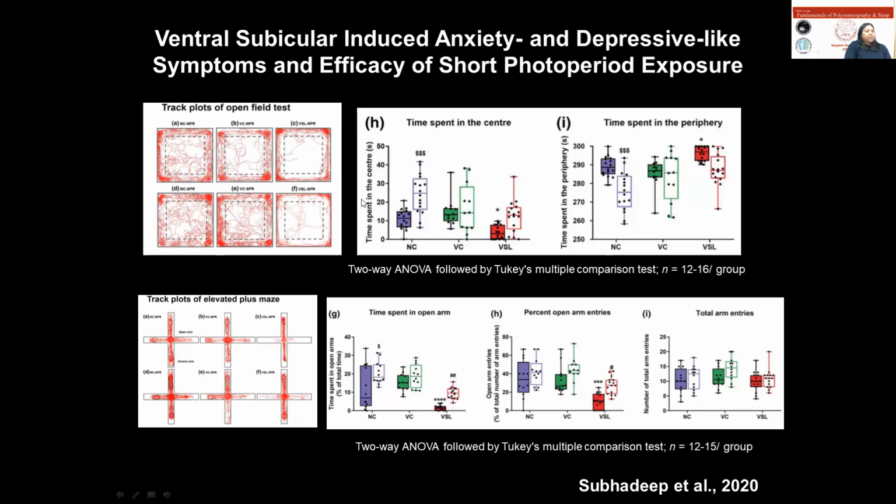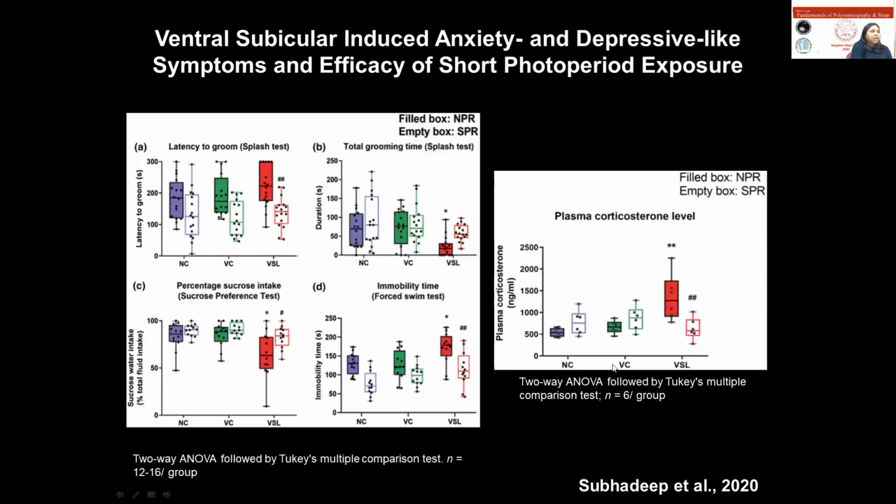With exposure to short photoperiod, this behavior was reduced. They explored more in the center and less in the periphery. Similarly, time spent in the open arm was significantly reduced in VSL rats, and this anxiety-like behavior was improved when subjected to SPR. There was more time spent in open arms, and entries were more in the open arm in the elevated plus maze.